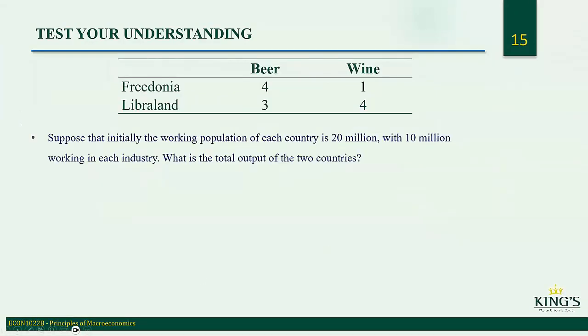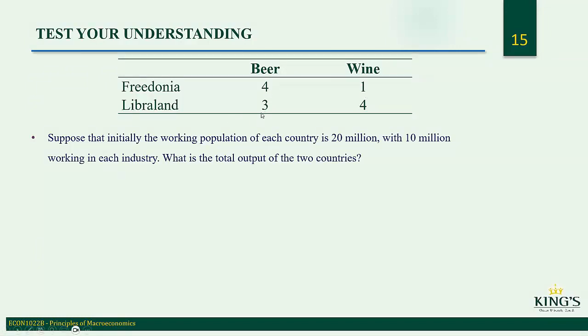Just to get an idea of that, suppose each country had 20 million people and they split the number of workers, 10 million in each industry. What would be the total output of the two countries? Well, in Fredonia, for beer, we would have 4, this is the productivity per person. So we multiply this 4 by 10 million. And then for wine, we would multiply 1 by 10 million.